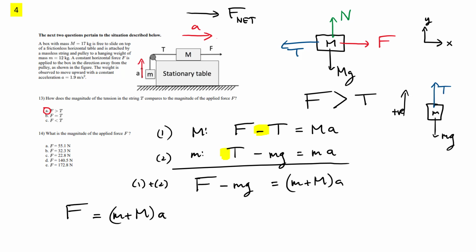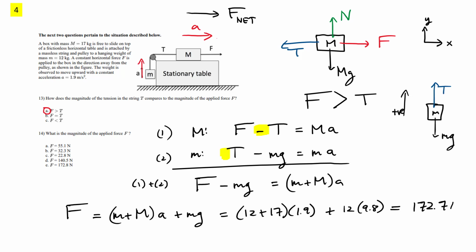I'll just bring this little mg to the other side, and this is what we get: (m plus M) a plus little mg. Now we substitute. Little m was 12 plus 17. The acceleration was 1.9. And then plus the weight of the small block. That's 12 multiplied by 9.8. All right, you go ahead and substitute the numbers in the calculator, and I think I got 172.7 newtons.